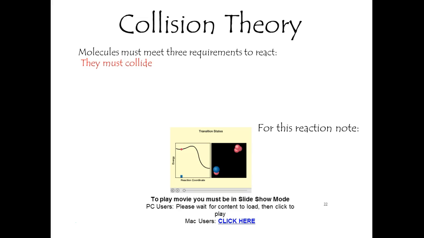Number one, there needs to be a collision. This could be a collision with itself, for example, if it's a decomposition reaction, or it could be a collision between two different molecules. They better collide with enough force to overcome the activation energy required. There's always some energy that's required for a reaction to occur. Some things you really have to bake, other things take place nearly spontaneously.